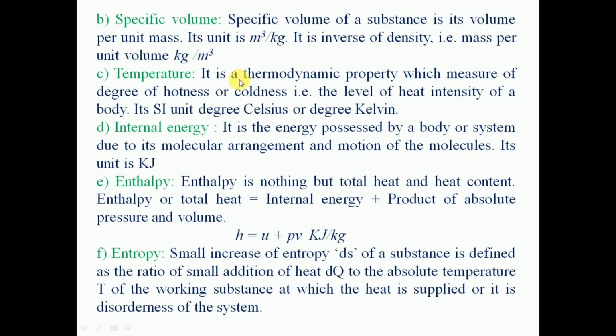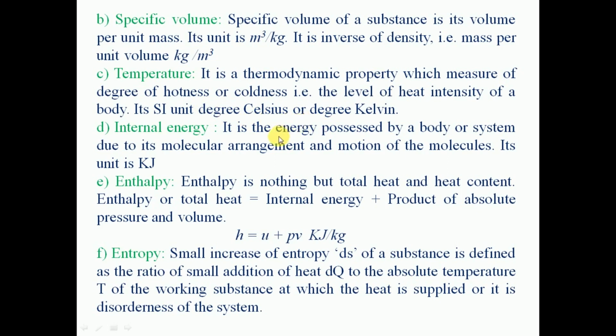The next property is temperature. It is a thermodynamic property which measures the degree of hotness or coldness, how hot it is, how cold it is. That is measured in terms of degrees. That is the level of heat intensity of a body. If it is a higher temperature, the higher will be the heat intensity of that body. If it is a lower temperature, then the heat intensity in that body will be lower. Its SI unit is degree Celsius or degree Kelvin.